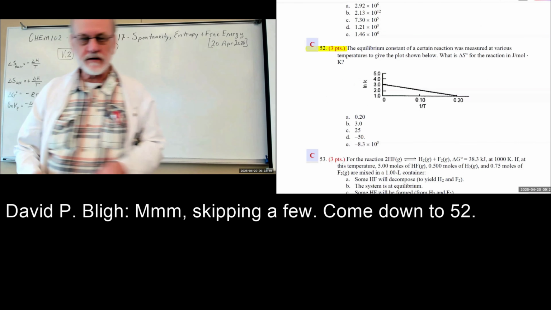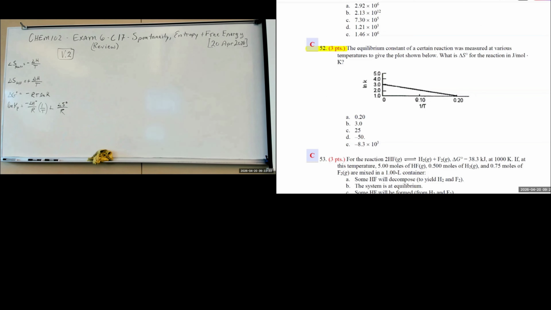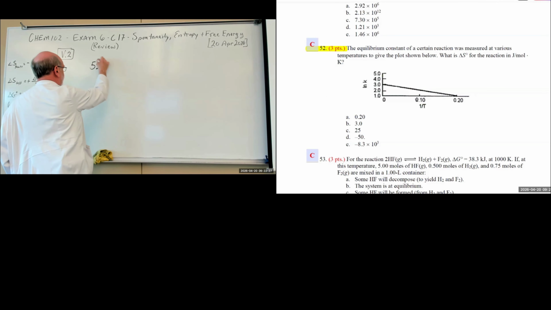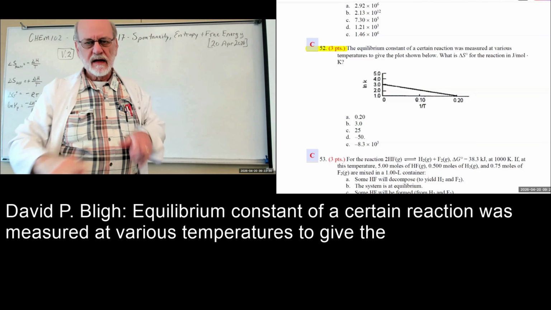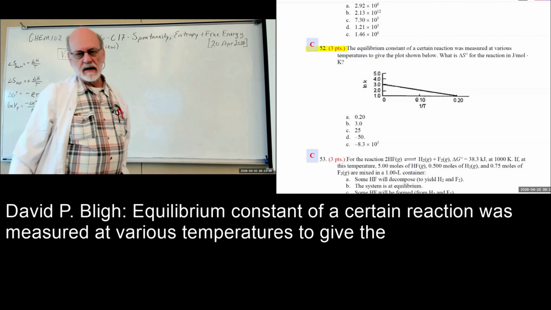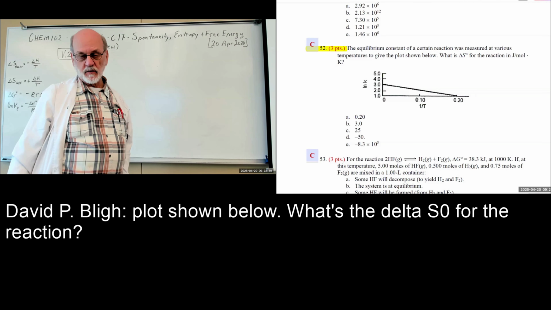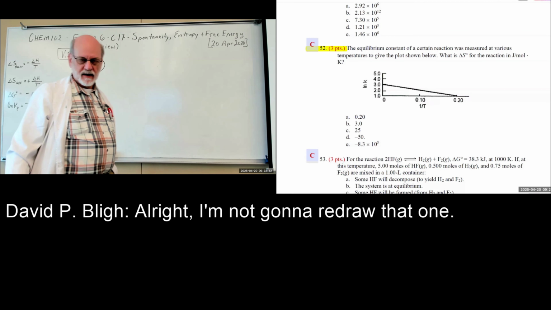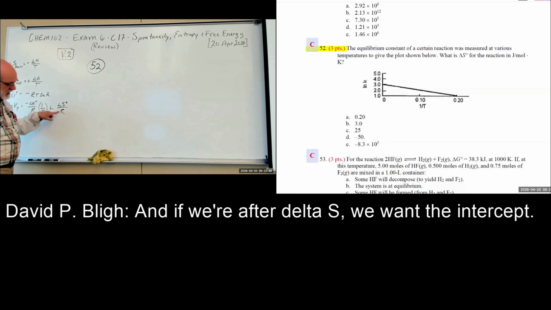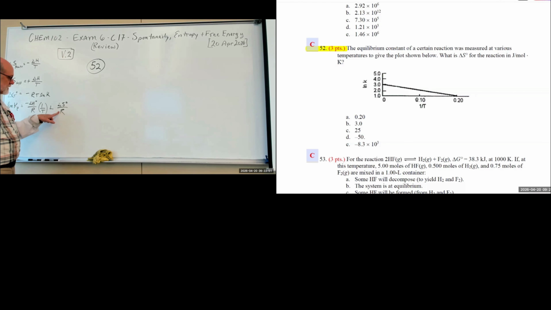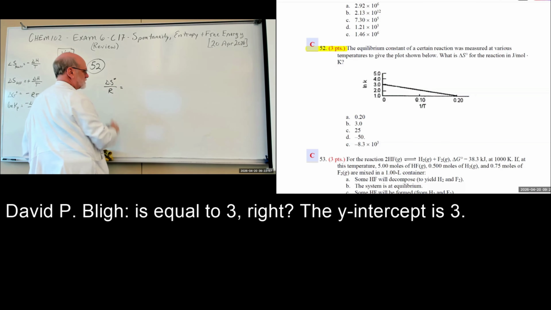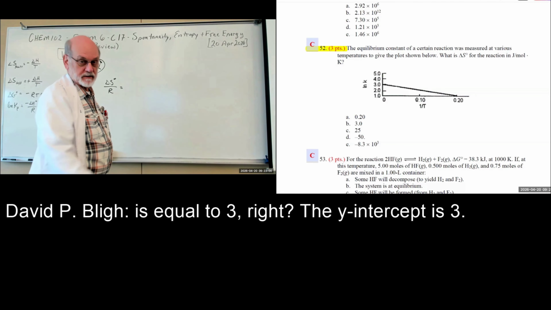Skipping a few, come down to 52. Looks like Arrhenius again. Equilibrium constant of a certain reaction was measured at various temperatures to give the plot shown below. What's the delta S zero for the reaction? All right, I'm not going to redraw that one. We're looking at this equation right here. And if we're after delta S, we want the y-intercept. So that says that delta S over R is equal to 3, right? The y-intercept is 3.